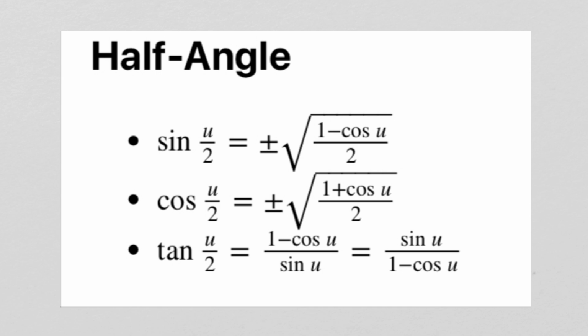Sine of x over 2 equals plus or minus the square root of (1 minus cosine x) divided by 2. Cosine of x over 2 equals plus or minus the square root of (1 plus cosine x) over 2. Tangent of x over 2 equals (1 minus cosine x) divided by sine x, or it can be sine x divided by (1 minus cosine x).